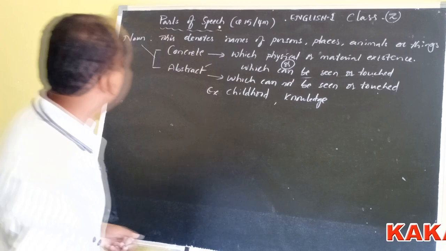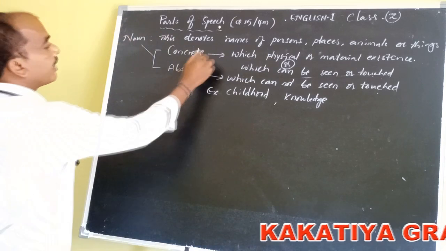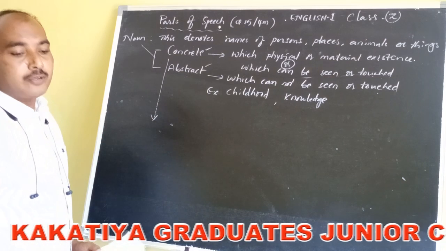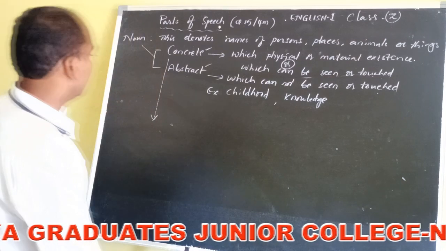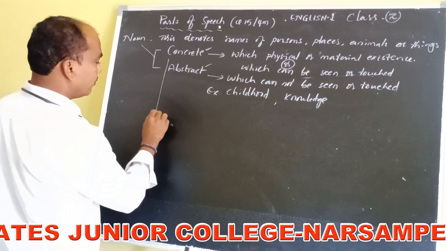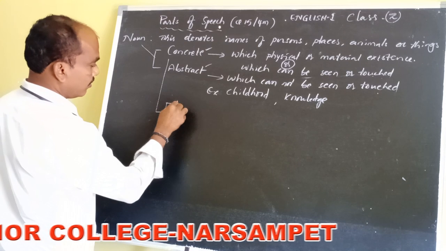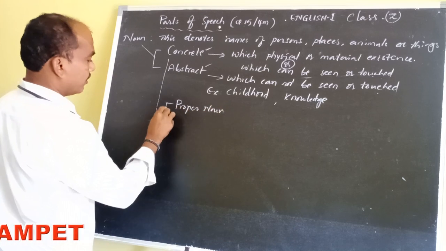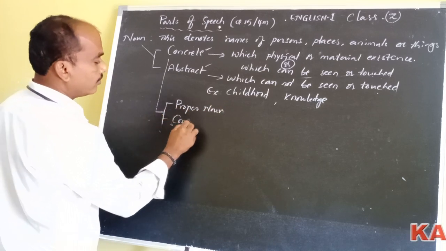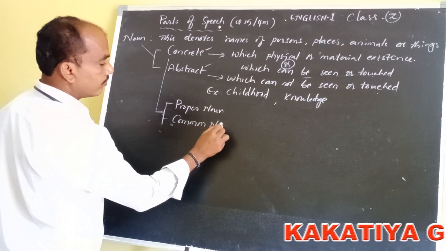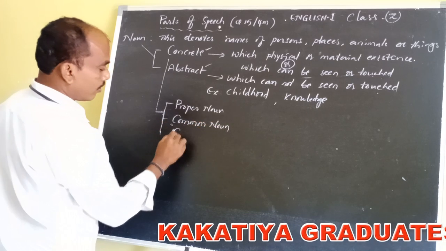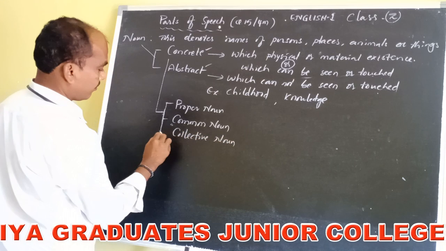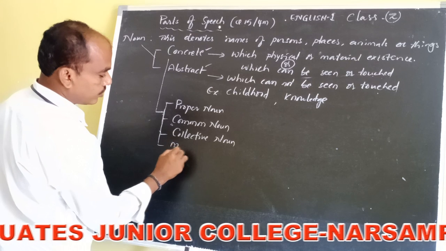Okay. Now we are going to discuss only concrete things. This concrete noun again can be divided into four. What are they? Proper noun. Next one, common noun. Collective noun. Next one, material noun.